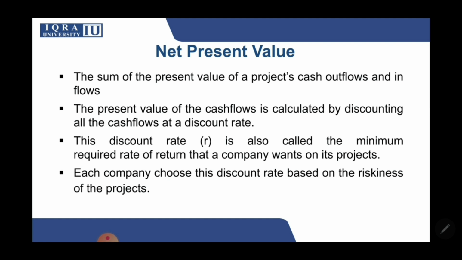So net present value is the sum of the present value of a project's cash outflows and inflows. The present value of the cash flows is calculated by discounting all the cash flows at a discount rate. The discount rate, which is denoted by R, is also called the minimum required rate of return that a company wants on its projects. Each company chooses this discount rate based on the riskiness of the project.